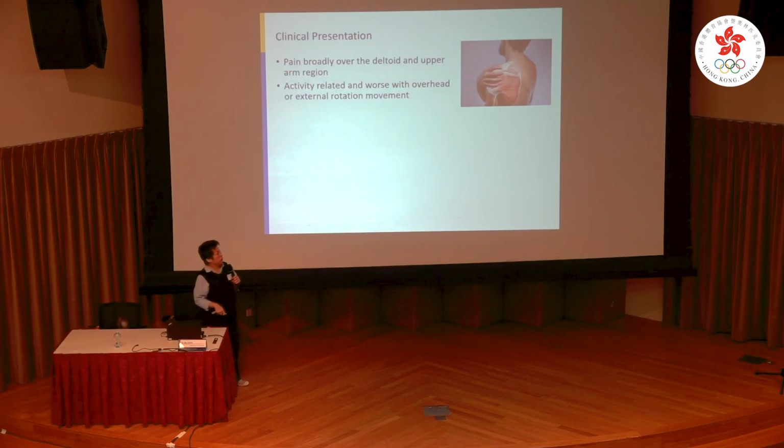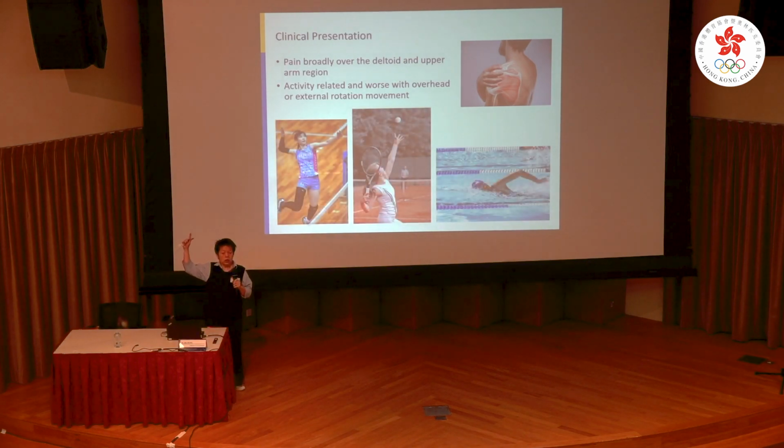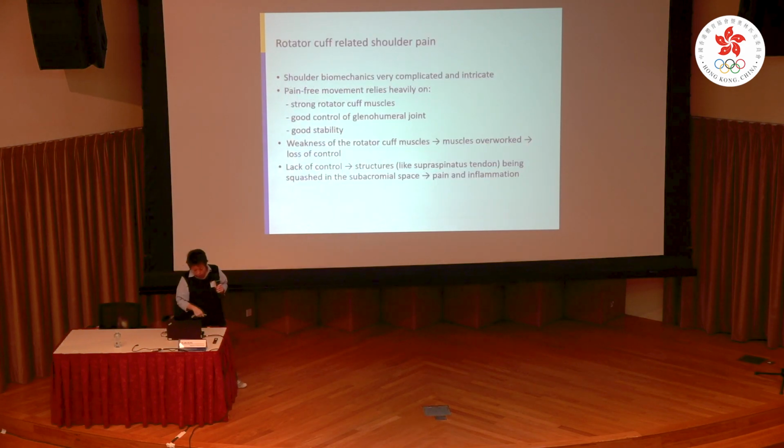Normally, where do they feel their pain? Usually they say it's broadly around the deltoid, upper arm area. And then it's all activity related. At rest, they're not in pain. It's usually worse with overhead activities, and particularly with external rotation movements, right? Every time they rotate, okay? And with activity, it hurts. The mechanics are very complicated because the shoulder structures are very close to each other.